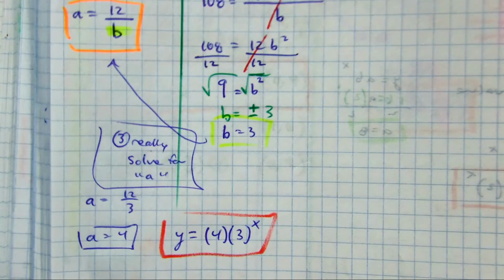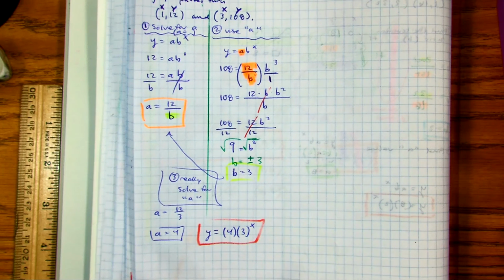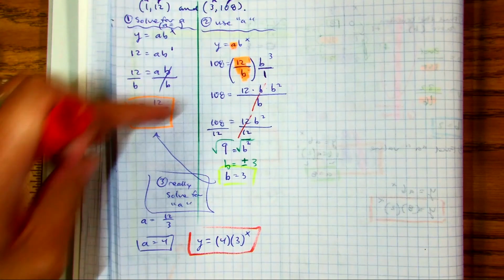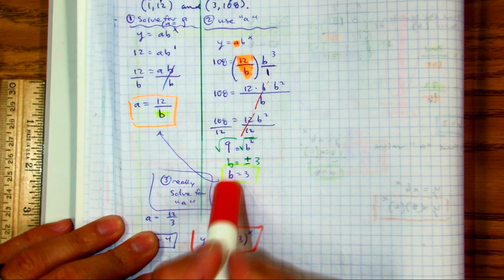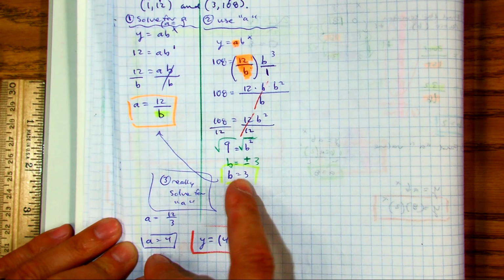So step number 1, solve for A in terms of B. Use the A value in the second ordered pair. Take your B value to really solve for A, then you've got an A and a B, and then you have an equation.